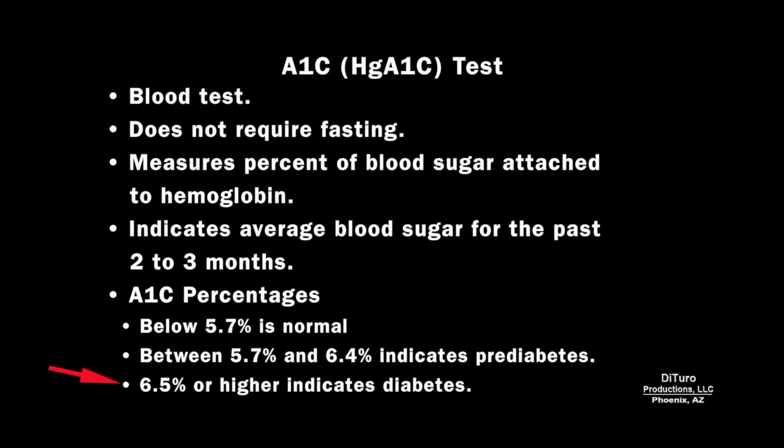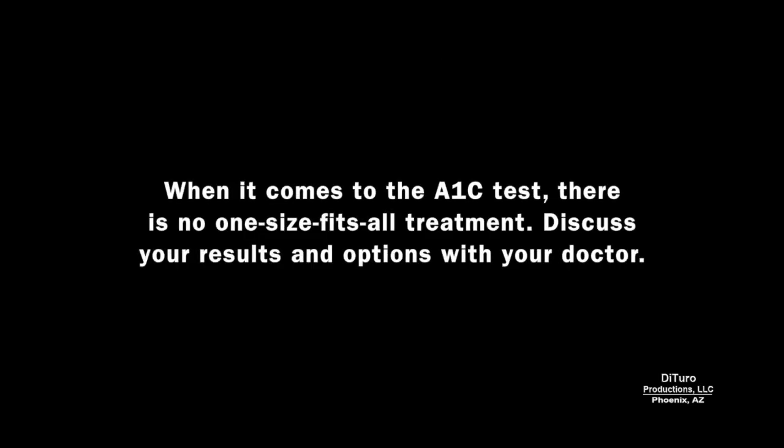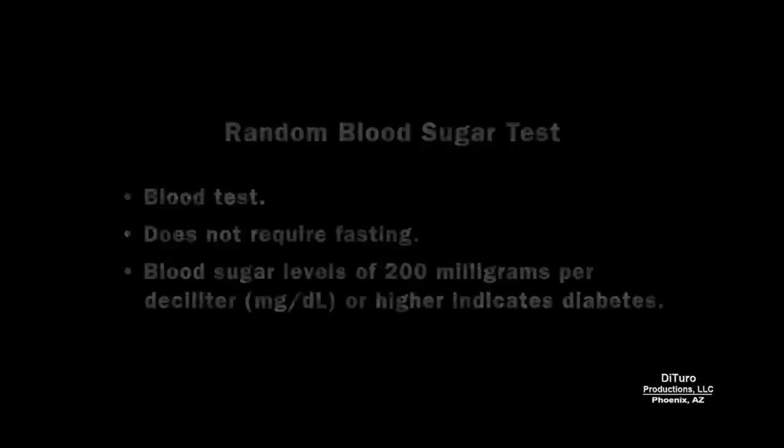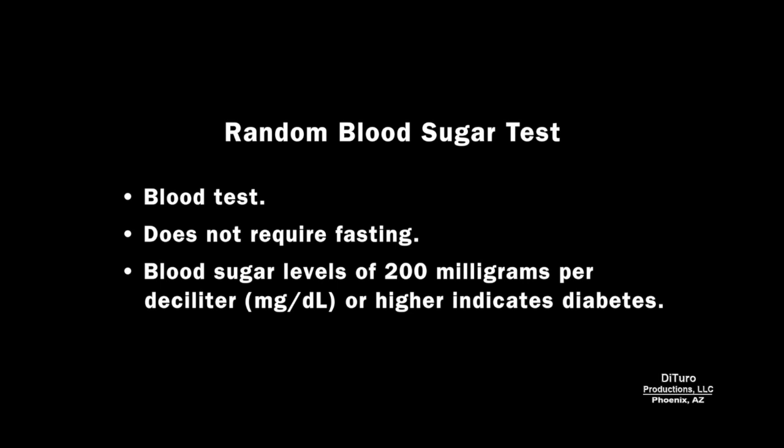Prediabetes is between 5.7 and 6.4%, and diabetes 6.5% or higher. These numbers are averages. When it comes to the A1C test, there is no one-size-fits-all treatment. Discuss the results and options with your doctor. The random blood sugar test does not require fasting. Blood sugar levels of 200 milligrams per deciliter or higher indicates diabetes.